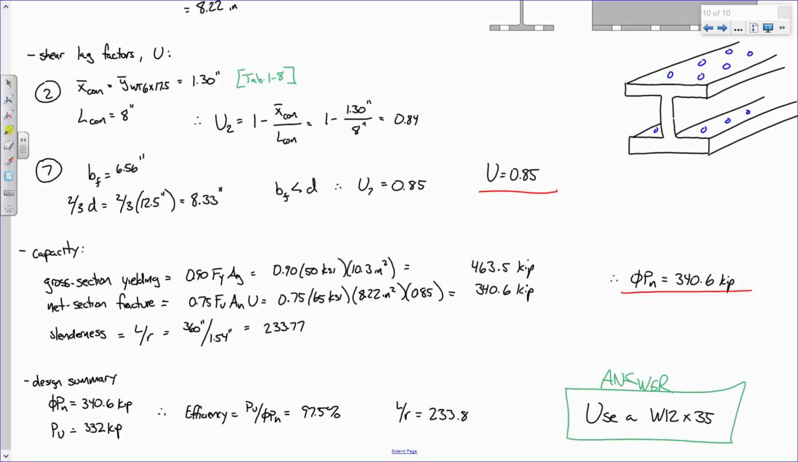Any questions? Yes, sir. So, from a design perspective, we got this one beam to hold these loads. Would we use that same beam for the whole floor area?